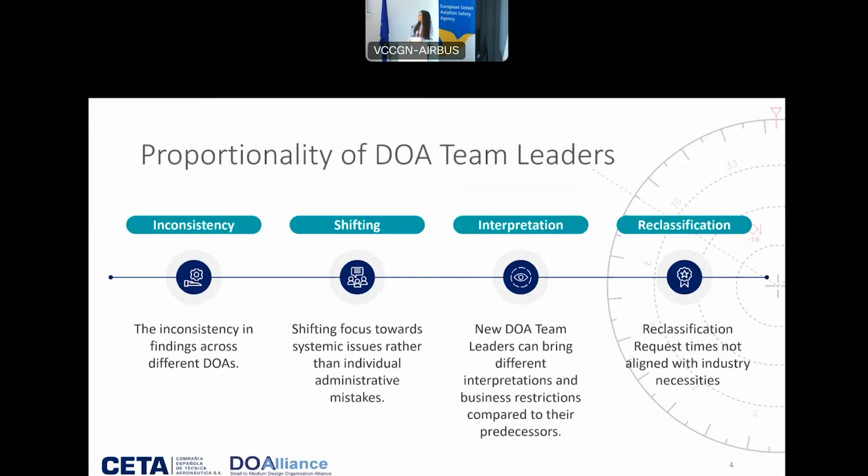Now let's turn to proportionality of the team leaders. There is only one Part 21 with its Subpart J, providing limited flexibility for team leaders in their interpretation. Nevertheless, I want to highlight some concerns about the lack of consistency among team leaders in their interpretation of the Part 21. The first concern is the inconsistency in findings across different design organizations.